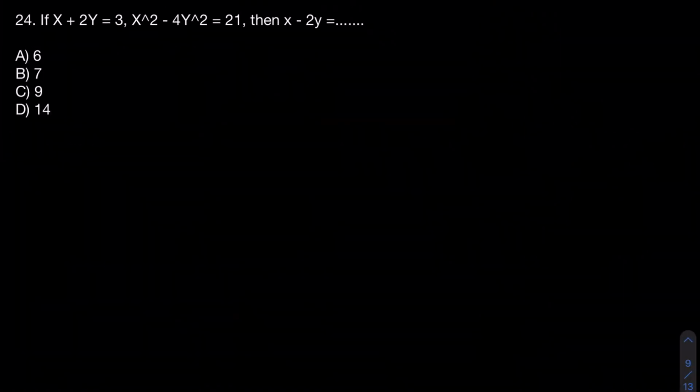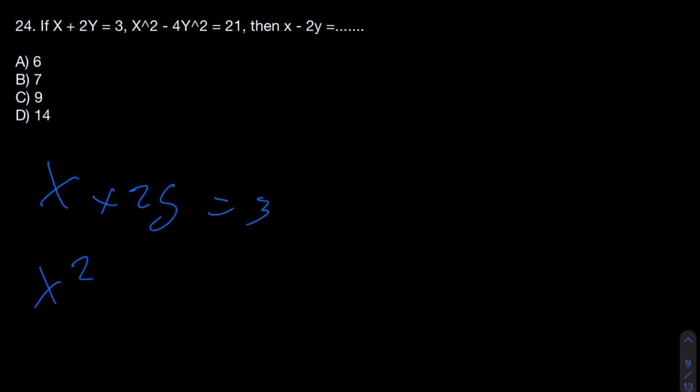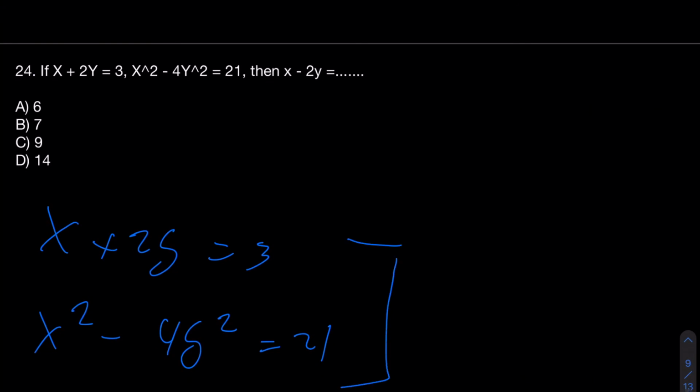Question 24 is asking, if x plus 2y is equal to 3, and x squared minus 4y squared is equal to 21, then what is x minus 2y? All right, so let's write this down properly. So x plus 2y is equal to 3, okay? And x squared minus 4y squared, that is 21. And they're asking, what is x minus 2y?